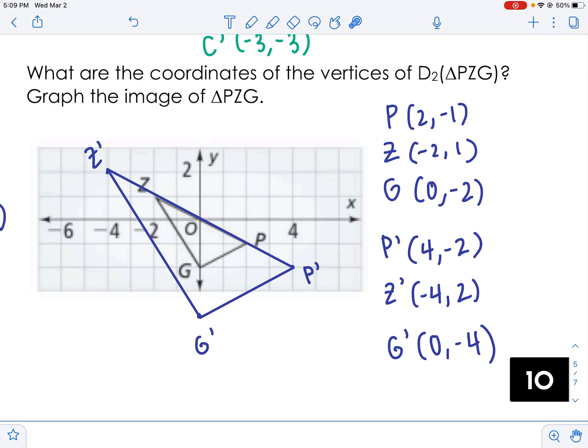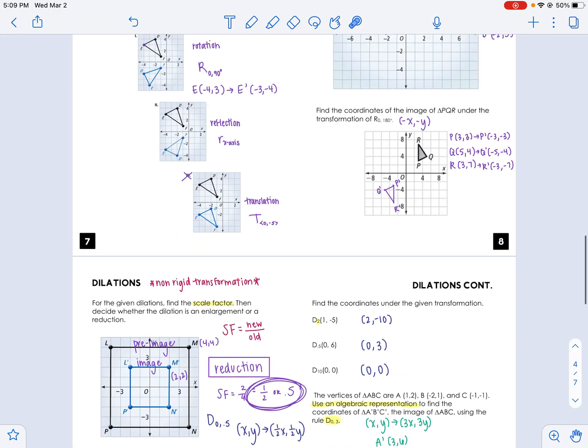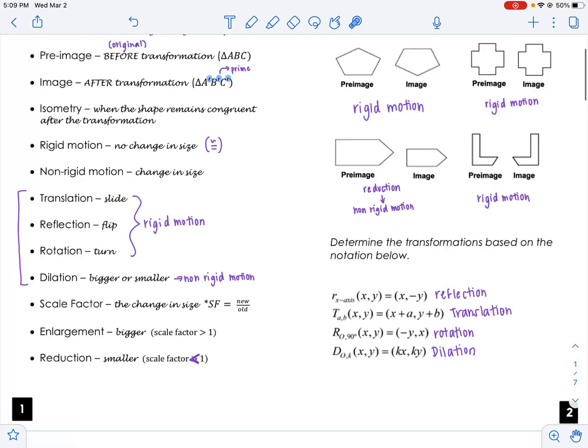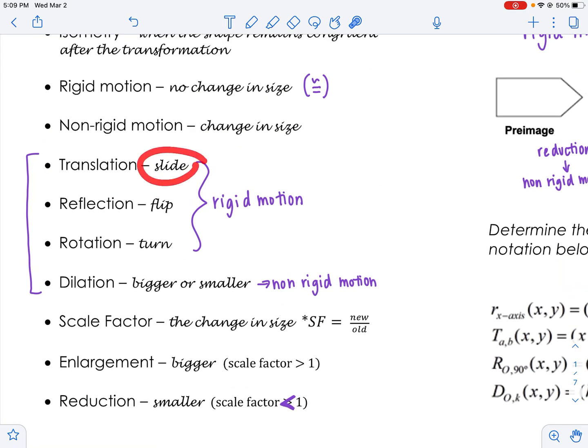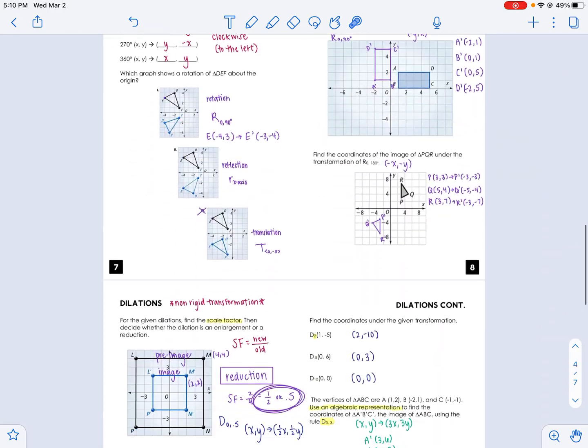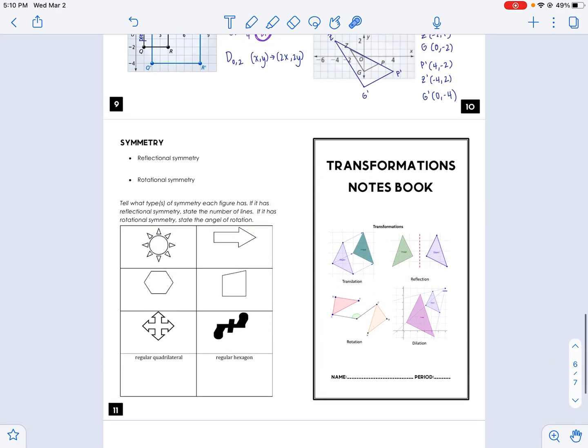And that's it. That's dilations. So we've gone over translations, reflections, rotations. Hopefully you're feeling good. Don't forget that a translation is just a slide, a reflection's a flip, a rotation's a turn, and a dilation gets bigger or smaller. And then we're going to take a look at symmetry in shapes.